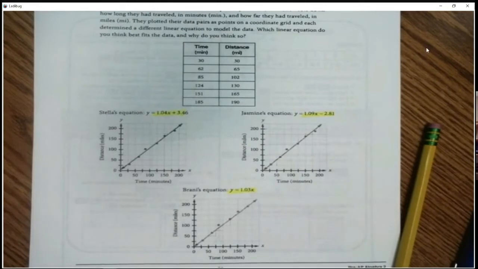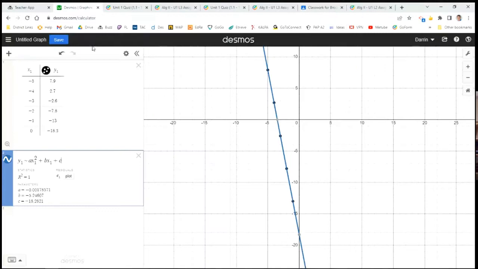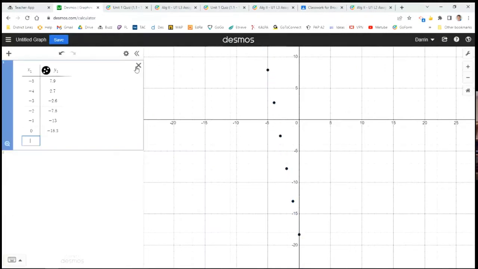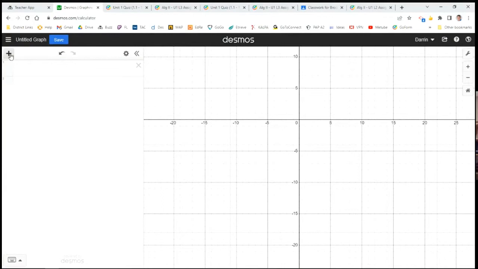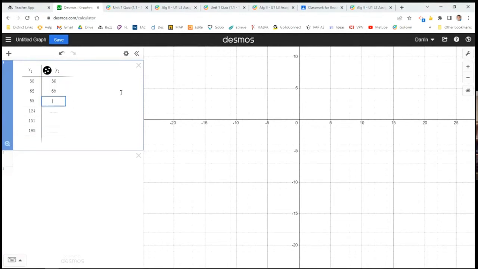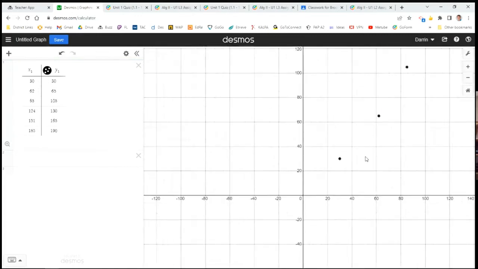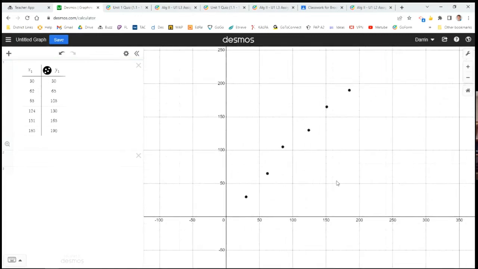So let's go back to Desmos real quick and put that up on our screen. Let's make a table for that. Let's cancel this old data and make a new table, and I'm going to use the information they just gave us: 30, 62, 85, 124, 151, 185. That's their time, and the distance they went was 30, 65, 102, 130, 165, 190. So then we should have the same points they had. And once I zoom out far enough, there are the same points that they just had.